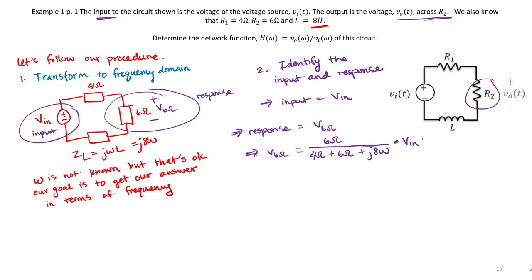So notice in this case, it's actually okay that we don't know Vin, because later on, if we divide our response by our input, the Vin terms will cancel out. So finally, our last step is to determine the ratio of input and response.